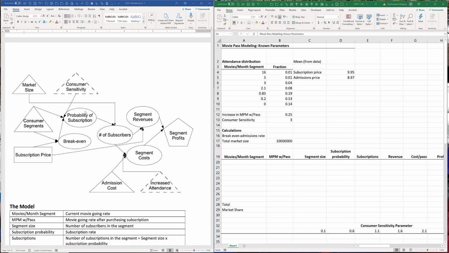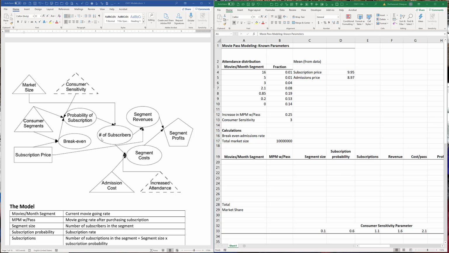With those two, as well as the consumer sensitivity, we estimate the probability of subscription and then multiply that with the segment to get the number of subscribers. The number of subscribers times subscription price will give you the revenue, and then the number of admissions with the admissions cost will give you cost in each segment, and then we find the profit within the segment.